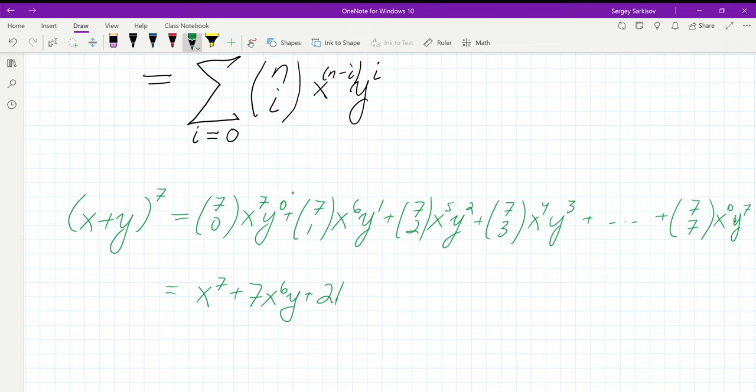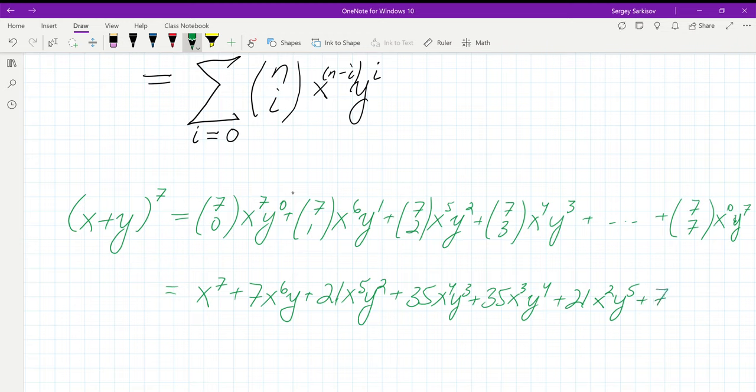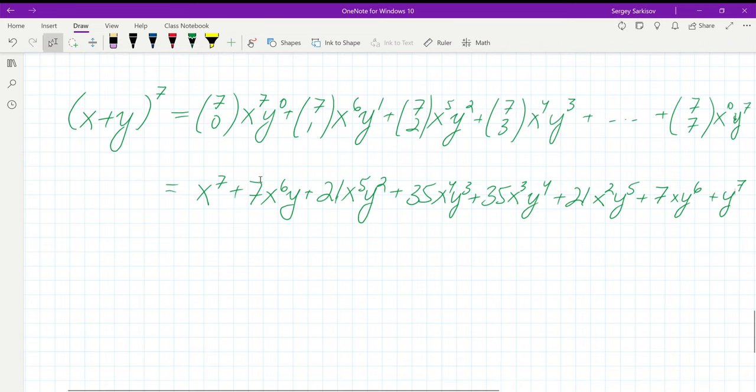You could try this. 21 x to the 5th y squared. And then we have 35, remember that? 35 x to the 4th y cubed. And then again, a symmetry argument, the coefficients go down the same numbers: 35 x cubed y to the 4th, plus 21 x squared y to the 5th, plus 7 x y to the 6th, and plus y to the 7th. And that's what's going on. That's actually correct.